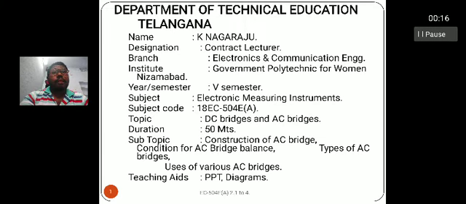Today I am going to explain one more topic. The topic is the construction of AC bridges.